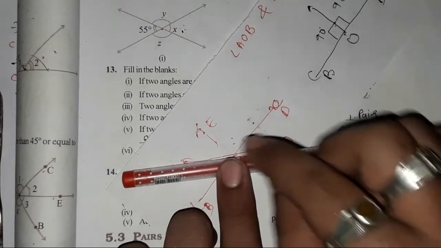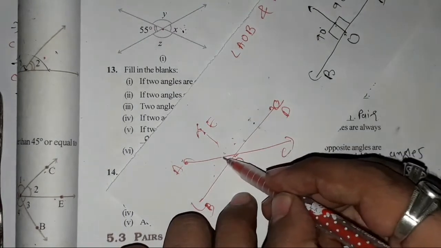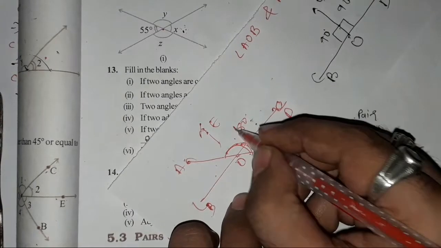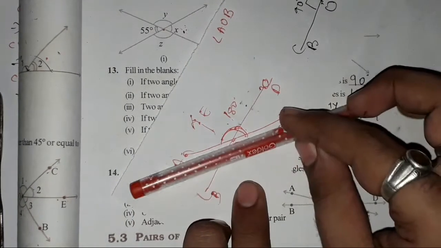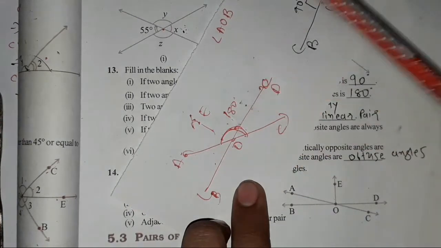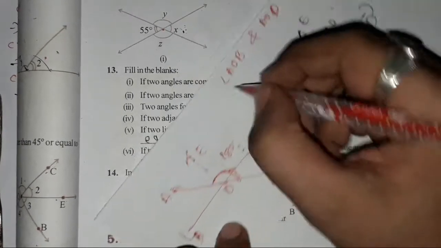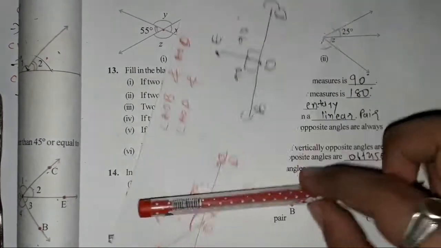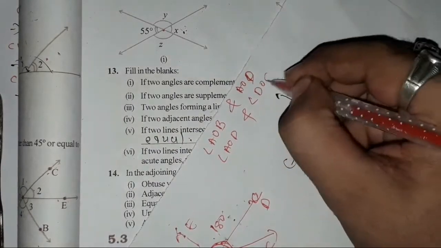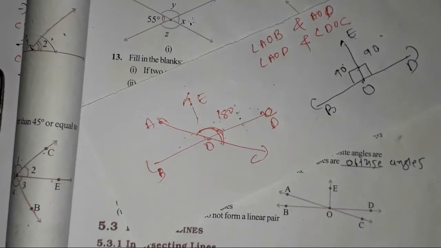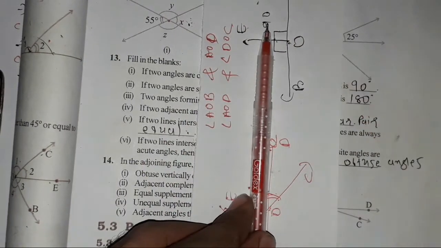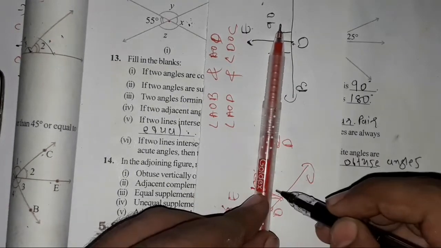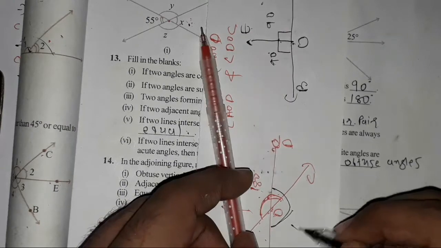If this one is my straight line and this one is my common arm, then both the angles formed, the summation of these angles will be equal to 180 because a straight line or a linear pair is there. So this one is my angle AOD and this one is my angle DOC. So angle DOC is my second pair. Now the next one: if I consider this line as a linear pair, this is my straight line, so the angle formed on this line will be equal to 180 degrees.